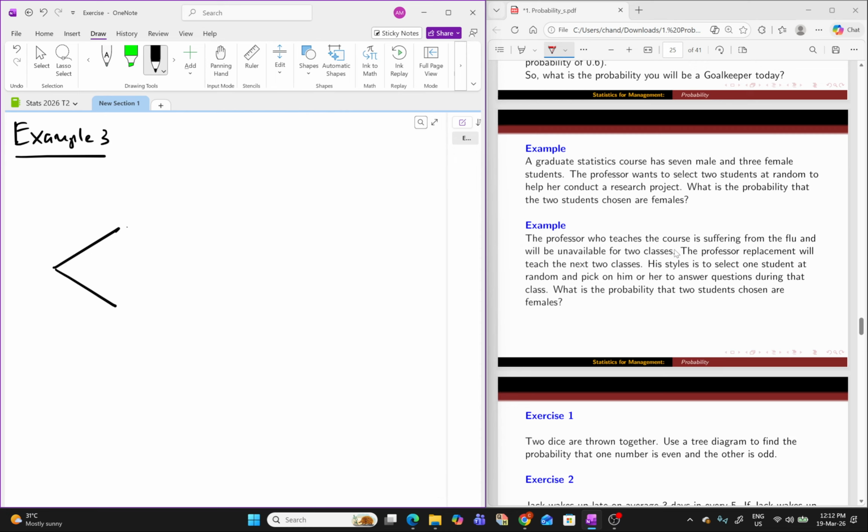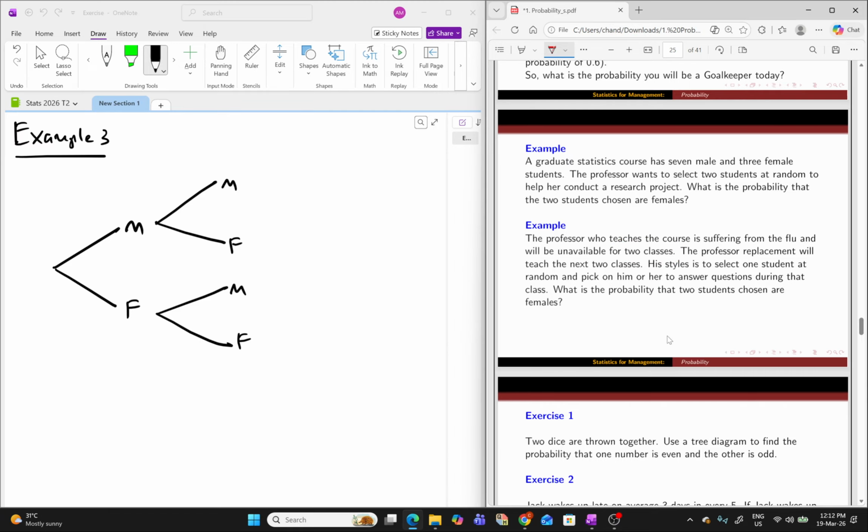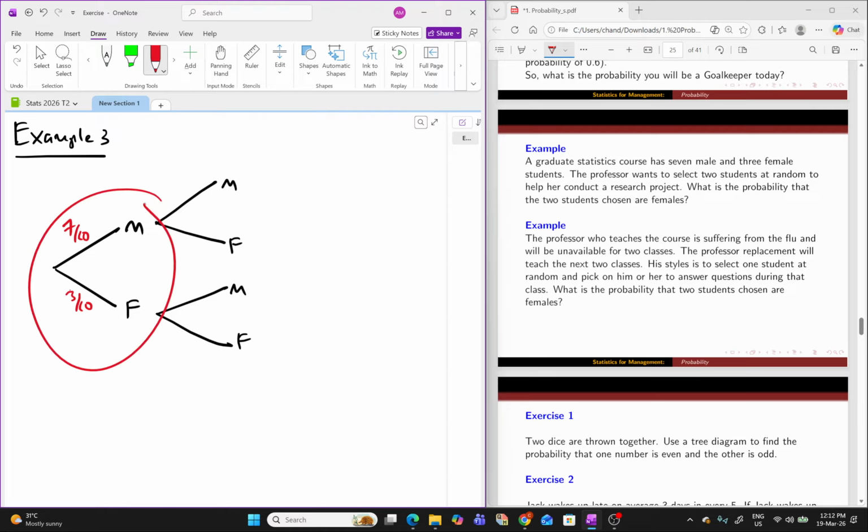The replacement is going to teach 2 classes. This is the first class, male, female. Second class, male, female. One student at random. So in the first class, the teacher will choose any one of them. So the probability of choosing male is 7 over 10, female 3 over 10. This is one class. Finish.